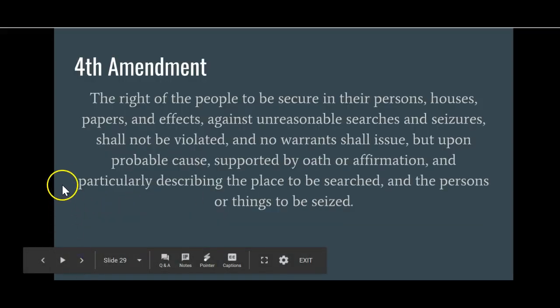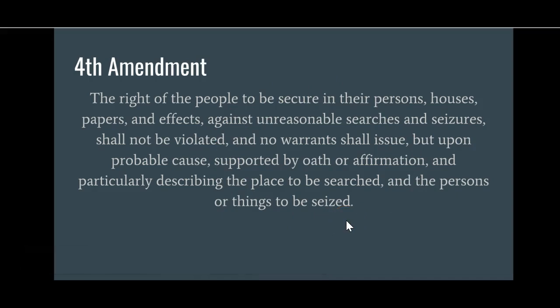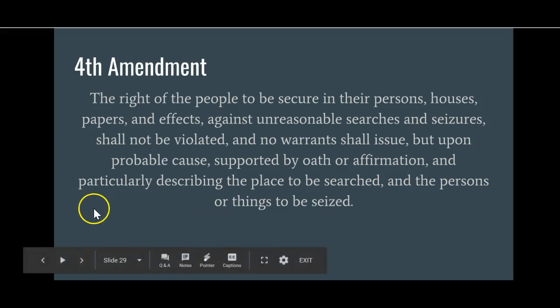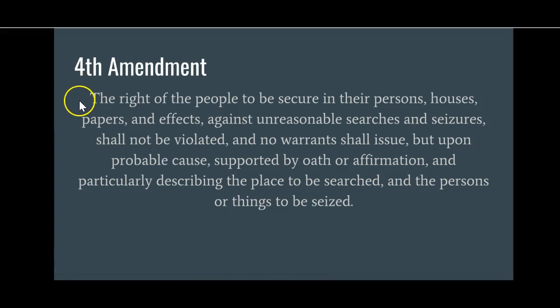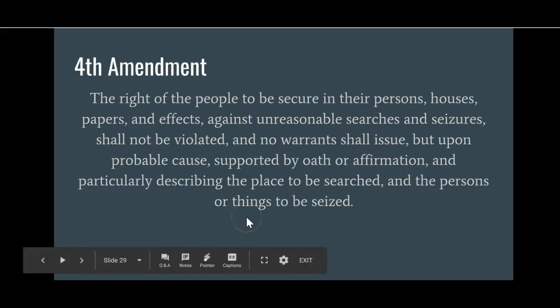Here we go. So remember that we always look at the way that each amendment was written exactly, even if it's a little bit hard to understand, so that we can see the actual words that our forefathers wrote. So the Fourth Amendment says, the right of the people to be secure in their persons, houses, papers, and effects against unreasonable searches and seizures shall not be violated, and no warrant shall issue but upon probable cause, supported by oath or affirmation, and particularly describing the place to be searched and the persons or things to be seized.